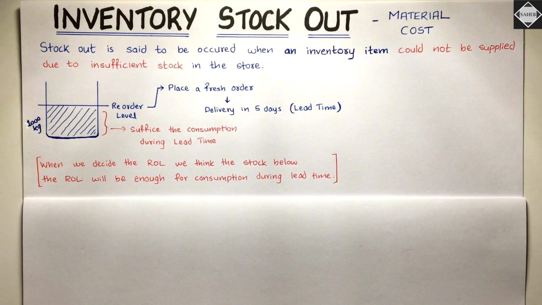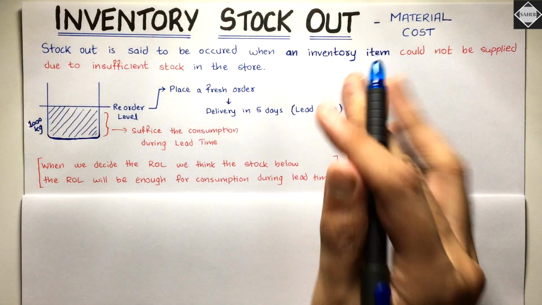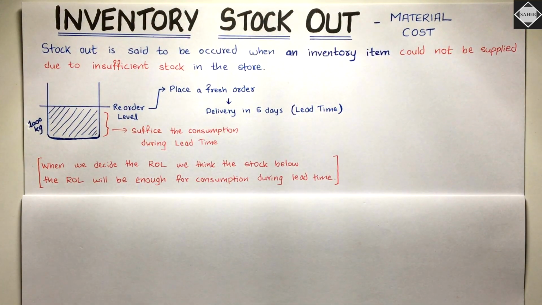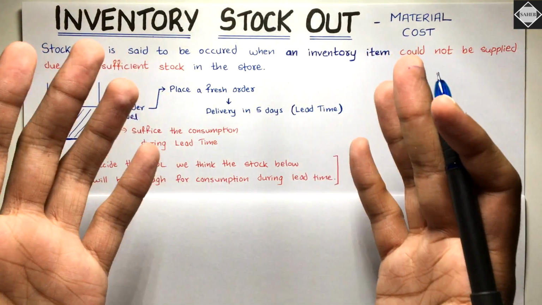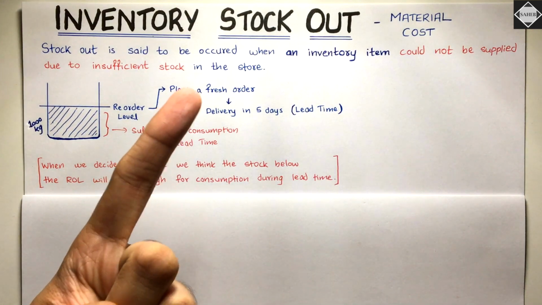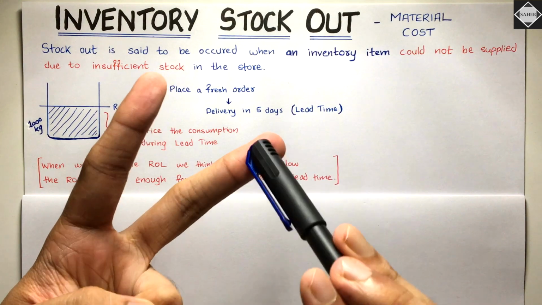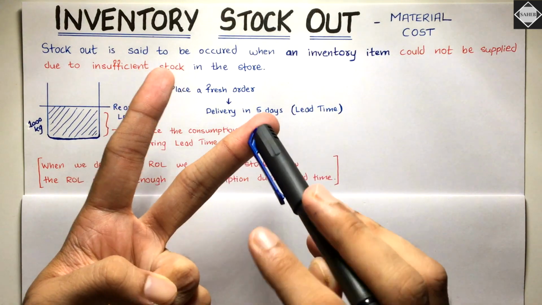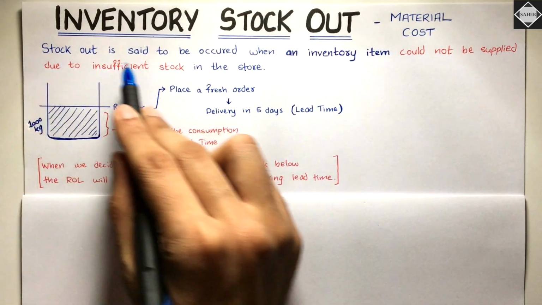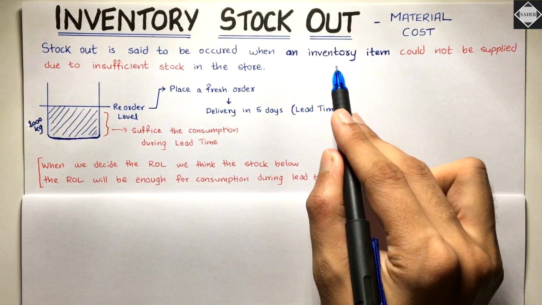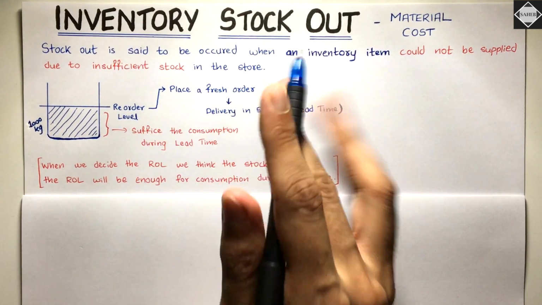Let's understand what this stockout is. The concept of stockout is very simple and straightforward. It basically means that we are out of stock. We don't have sufficient inventory to be supplied to our production department to do the production, and we don't have enough finished goods to be sold to our customers, right? So this is the situation of stockout. Stockout is said to have occurred when an inventory item could not be supplied due to insufficient stock in the store. Is that clear?